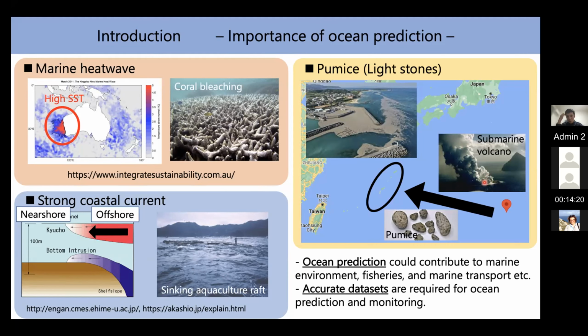And recently, Japanese television broadcast pumice, the light stones formed by the eruption of the submarine volcanoes on the eastern side, having significant damages on the coastal regions of Okinawa Island, as shown in these pictures. The light stones cover the coastal area and damage the marine environment. Thus, ocean prediction could contribute to the marine environment, fisheries, and marine transport. Accurate data sets are required for ocean prediction and monitoring.